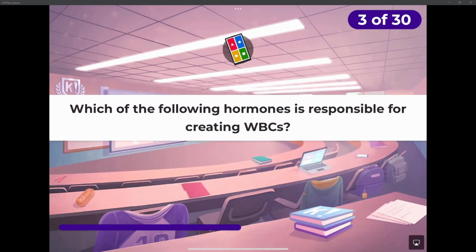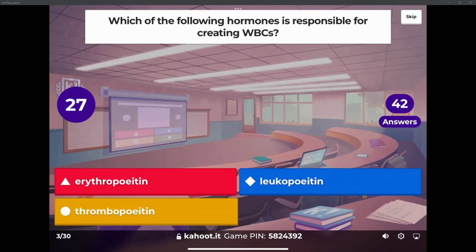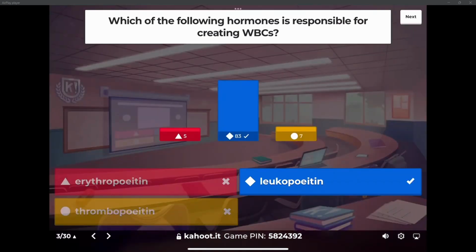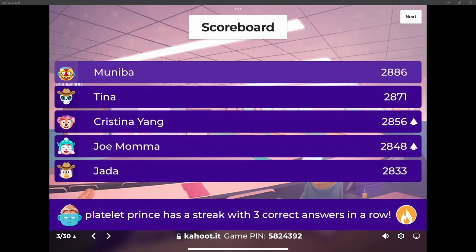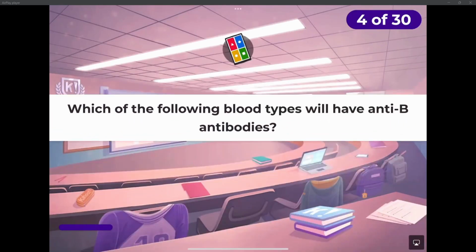Okay, which of the following hormones are responsible for creating white blood cells? So, let's go to test-taking strategies. Even if you don't know the answer, go to your medical terminology. Erythro, what does that mean? Red. Thrombo, platelets, and then leuco is your white blood cells. So rely on your med terms.